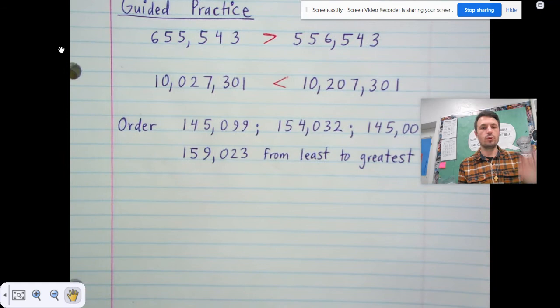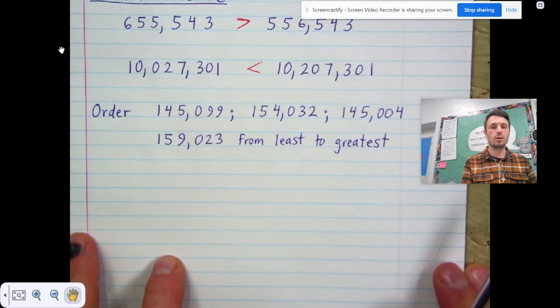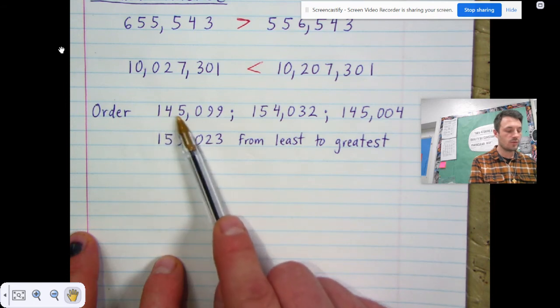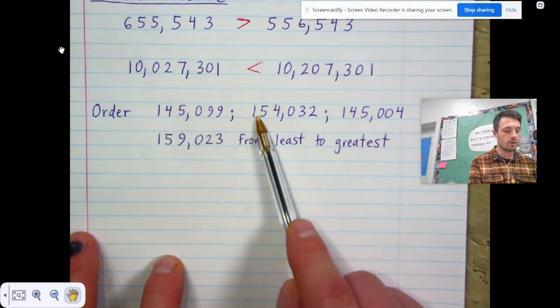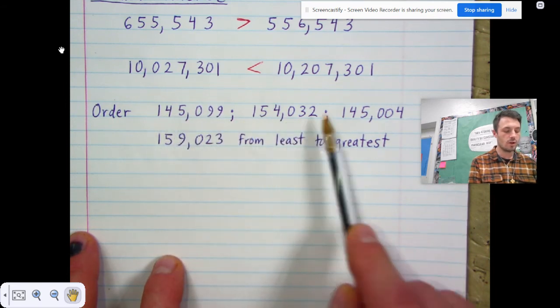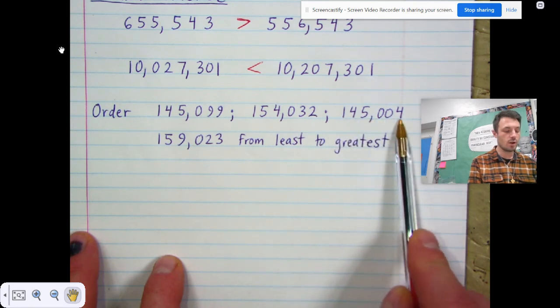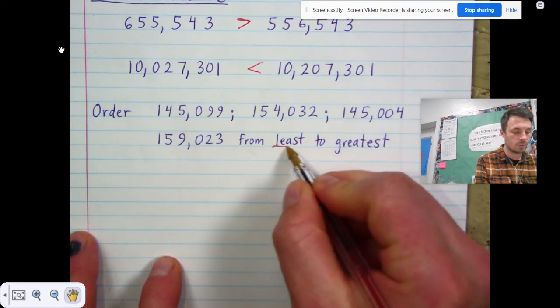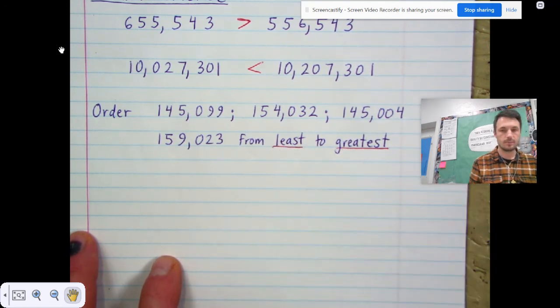Okay, next we're going to put these numbers in order from least to greatest. So we have 145,099, 154,032, 145,004, and 159,023. And again, we want to put them in order from least to greatest.